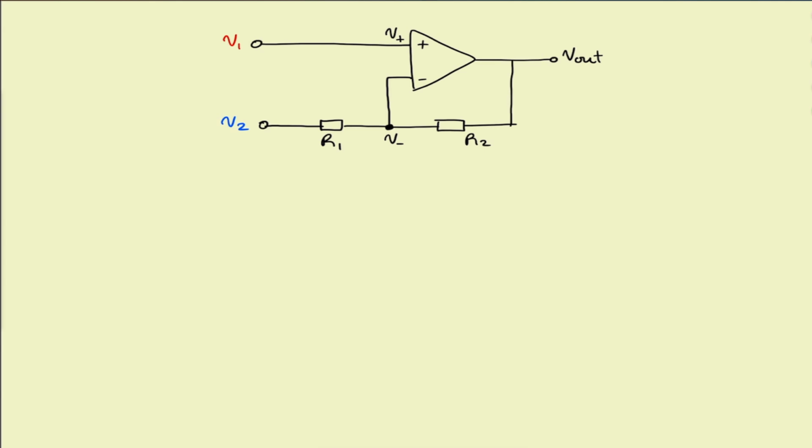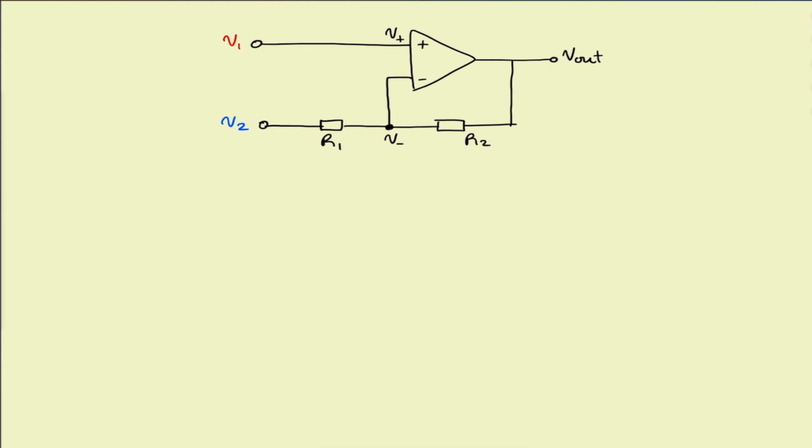Welcome back. In today's video, we want to go over a brief introduction of the difference amplifier. The difference amplifier is a combination of the non-inverting and inverting configuration combined into a single op-amp circuit whose output represents an amplified difference between two input signals. Our input signals are V1 and V2.